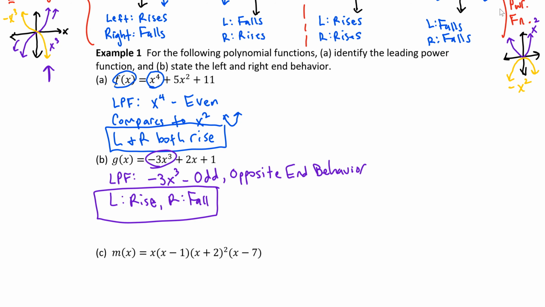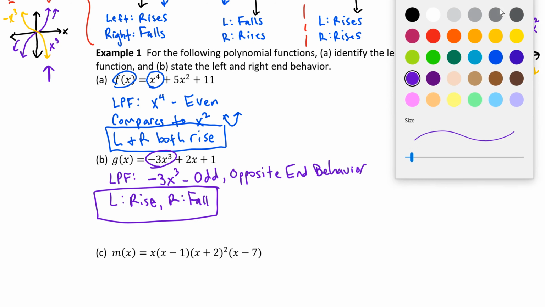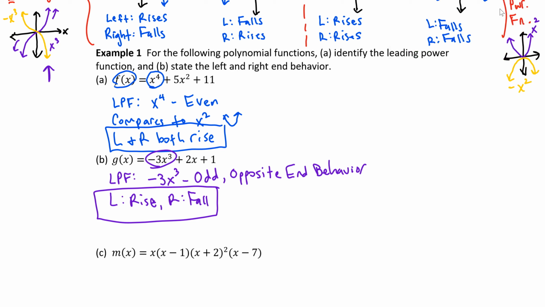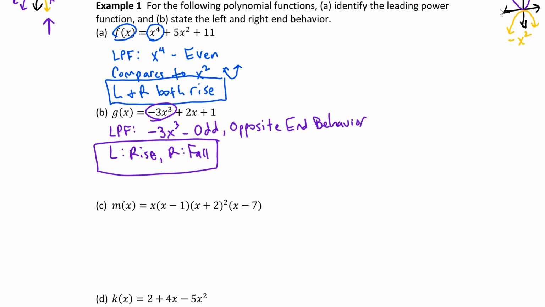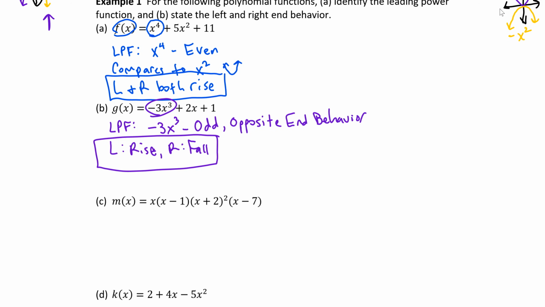On example C, it's not as clear what that leading power function is because this is in factored form. So what we want to do is anticipate if I were to multiply that out, what would our highest powered term look like? Now, that would be a lot of work to multiply all of that out, so I'm not going to do that. I'm just going to anticipate if I did, what would our highest powered term look like? So for example, if we multiply those two together, our highest powered term would be an x squared. Right? If I FOIL this out, my highest powered term would be x squared, and then I've got an x to the power of 1 down here.